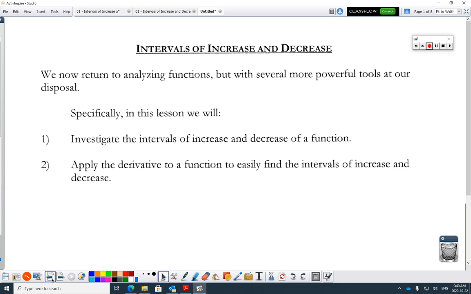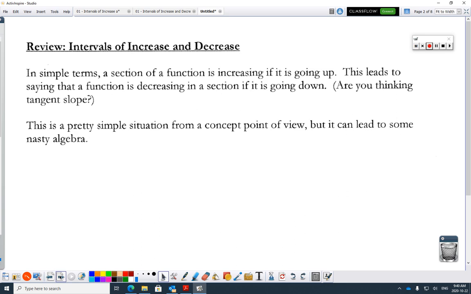So in this lesson, we'll investigate the intervals of increase and decrease of a function, and then apply the derivative to easily find the intervals of increase and decrease. And by the end of the lesson, max and min will be laying right there. It'll be like, isn't that just max and min right there? That'll be this afternoon. This afternoon, I'll turn around and go, okay, let's get the maxes and mins.